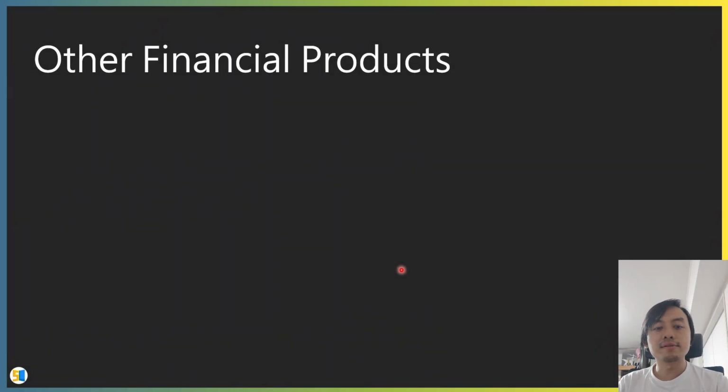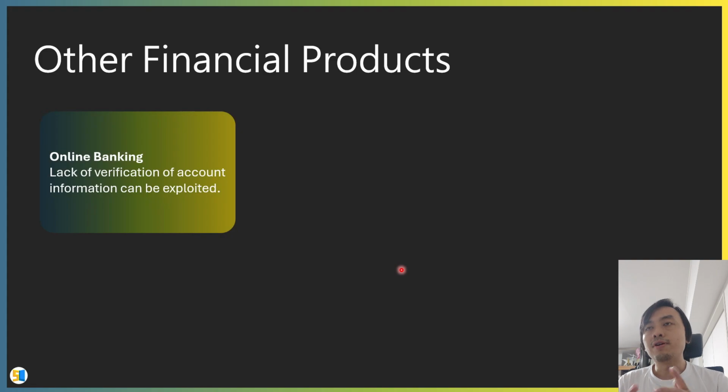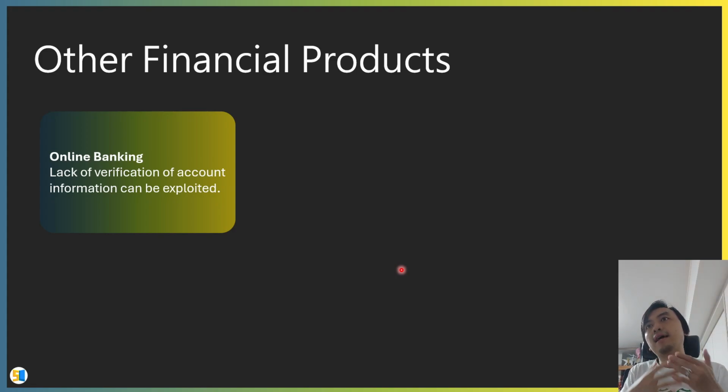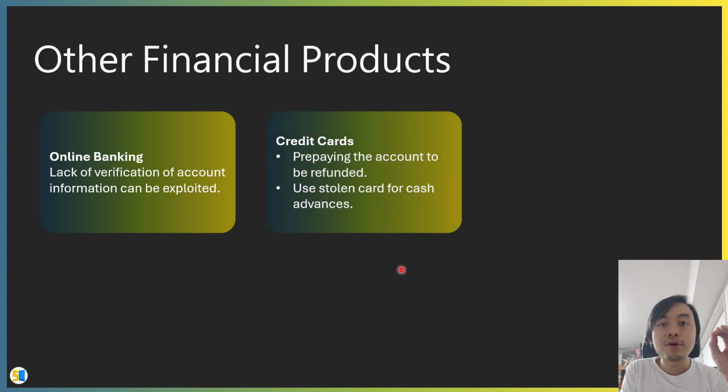Alright, other financial products. First, online banking. It can be exploited because banking with online services sometimes has a lack of verification of account information, which can be exploited. Credit cards. Actually, money laundering cases involving credit cards are less frequent, but technically it can be done by, for example, prepaying the account to be refunded with credit cards, or using a stolen credit card for cash advances.